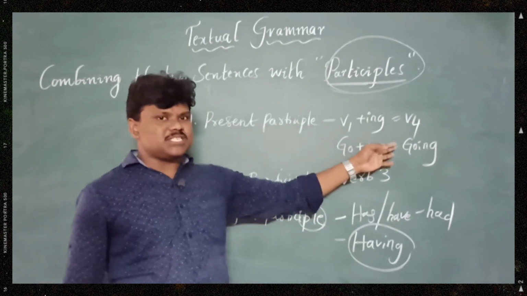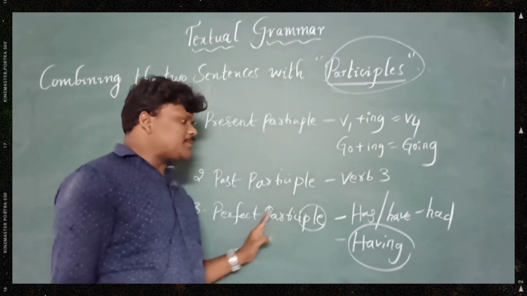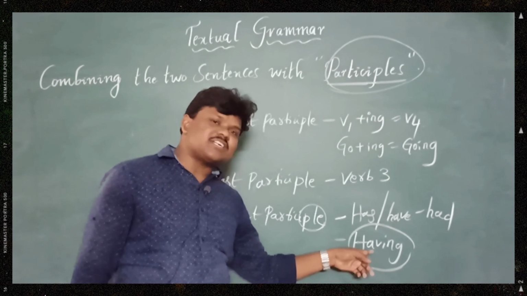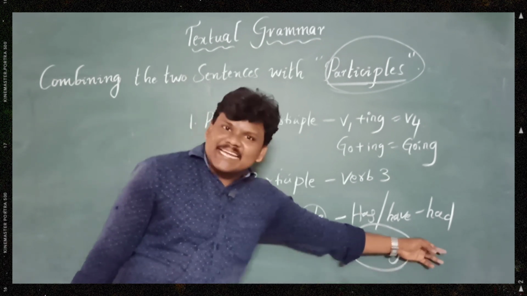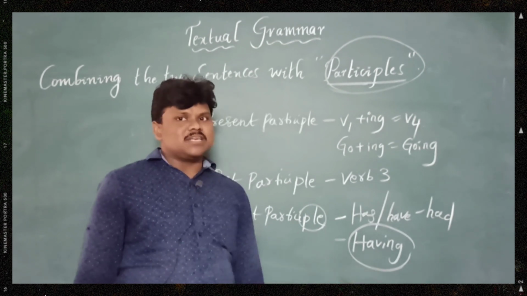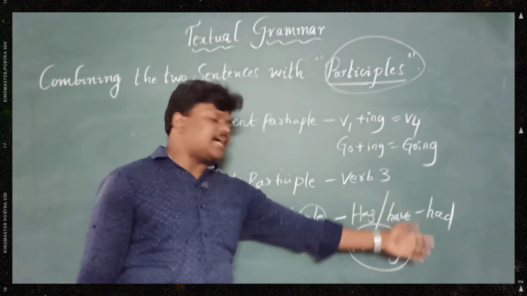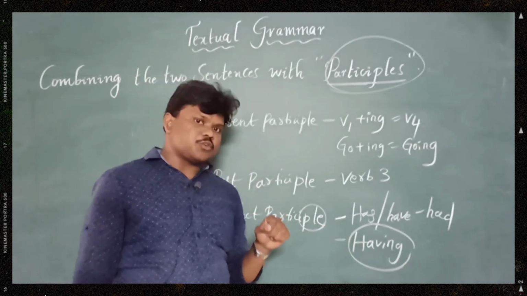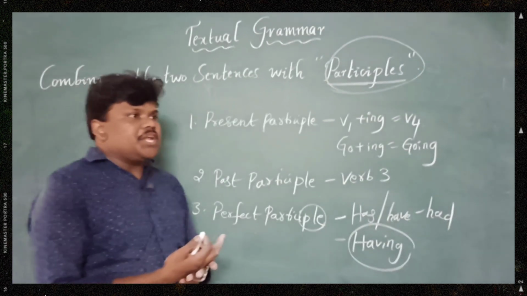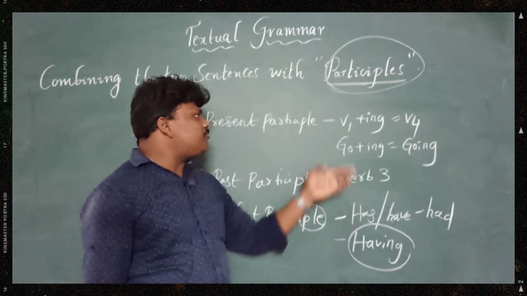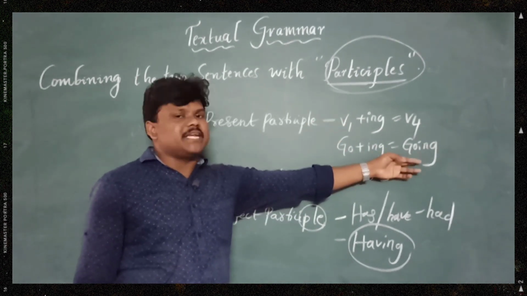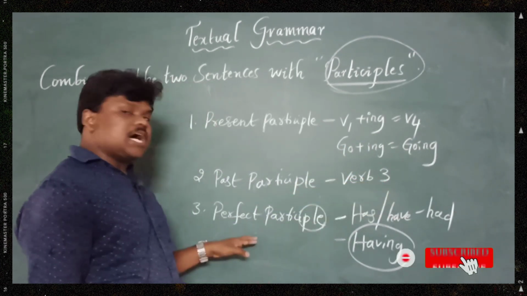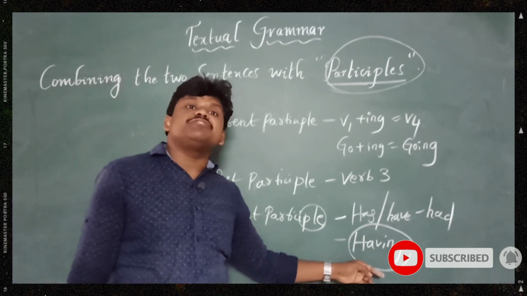Present participle ing, past participle V3, perfect participle having. Is there any word hasing, Nana? No hasing. So we need to start our answer with having. Is there any hadding? No hadding. Having, right? Whatever the verb is, either has, have, had, our answer must start with having if it is a perfect participle. So based on the instruction, if the two sentences are asked to be combined with present participle, start your answer with ing. If it is asked with past participle, start with V3. If it is asked to write perfect participle, start your answer with having.